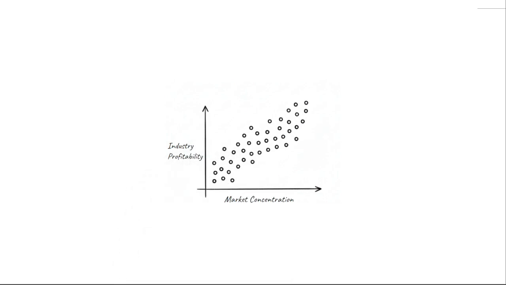Now, if market concentration were truly the only factor affecting the profitability of an industry, then what sort of pattern would you expect to see in the points that you plot on this graph? You'd expect to see something like this: an upward sloping pattern of points with industry profitability increasing as market concentration increases. That's what you would expect to see if market concentration were the only factor affecting industry profitability. So that's what we would expect to see on that graph.